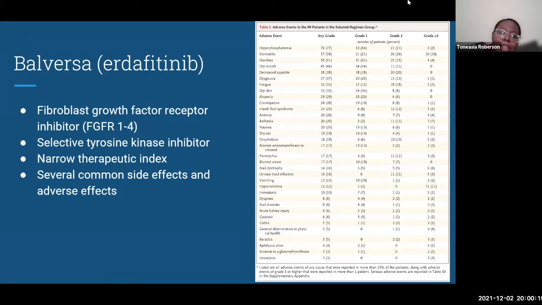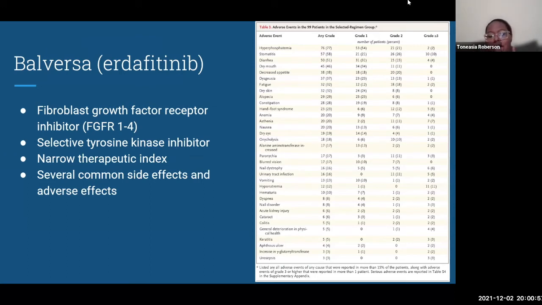As I said, the other name for this is Balversa. This is a fibroblast growth factor receptor inhibitor, or selective tyrosine kinase inhibitor. It specifically targets the FGFR from 1 to 4. And it inhibits the renotubular FGF23. This has a kind of narrow therapeutic index.